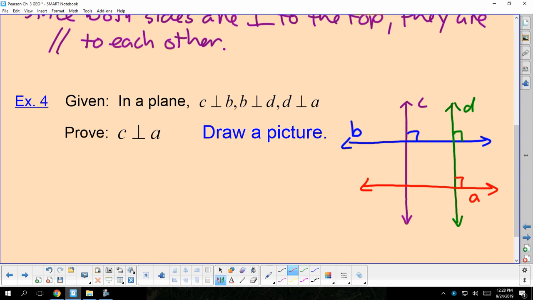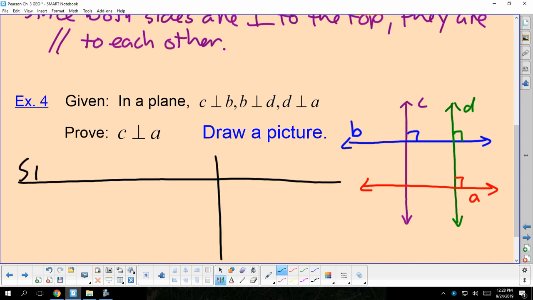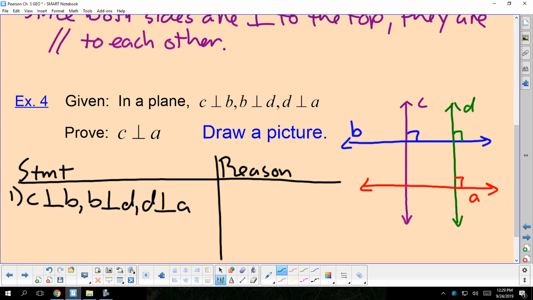All right, so let's do our two-column proof. Our statement and our reason. Right up here, I'm going to just put all of my givens all at once. C is perpendicular to B. B is perpendicular to D. D is perpendicular to A. That's a given.